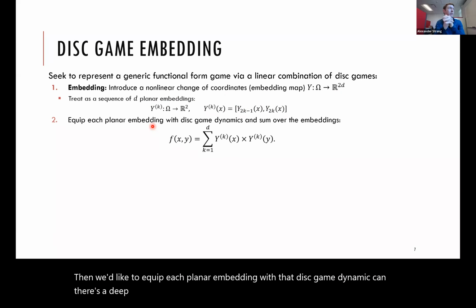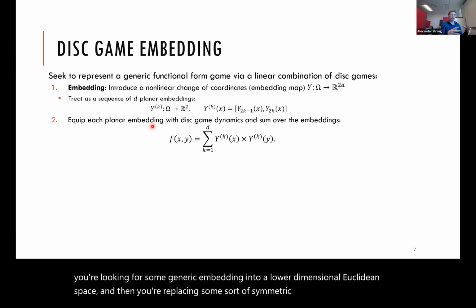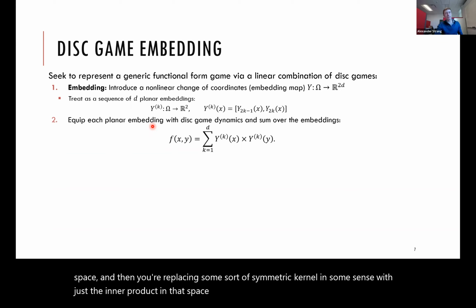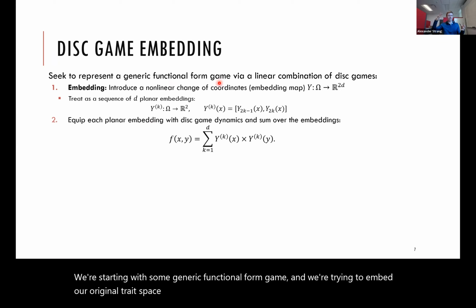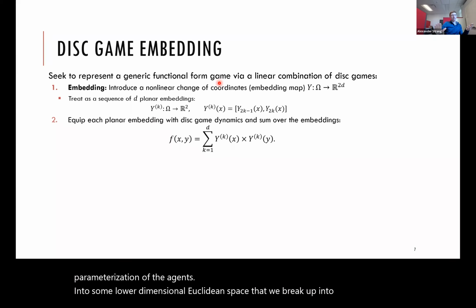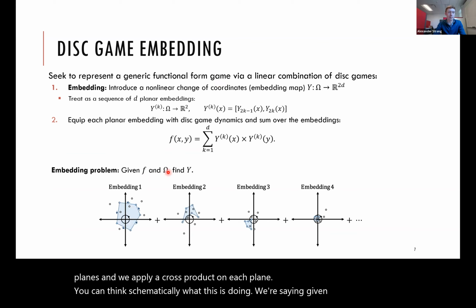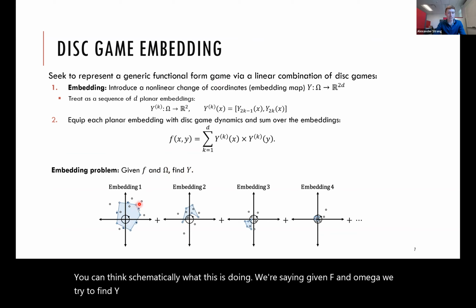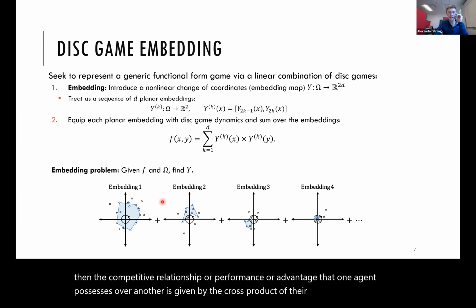You can think there's a deep analogy here to things like reproducing kernel Hilbert spaces, where you're looking for some generic embedding into a lower dimensional Euclidean space, and then you're replacing some sort of symmetric kernel with just the inner product in that space. Here we're doing effectively the same thing. We're starting with some generic functional form game, and we're trying to embed our original trait space, so positions as described by our original parameterization of the agents, into some lower dimensional Euclidean space that we break up into a sequence of planes, and we apply a cross product on each plane. Schematically, we're saying given f and omega, we try to find y so that each agent is assigned a point in a sequence of these planes, and then the competitive relationship, or performance, or advantage that one agent possesses over another is given by the cross product of their coordinates summed up across the planes.